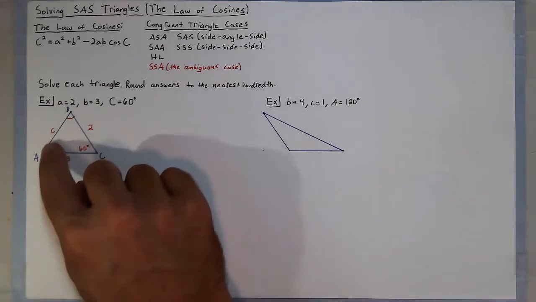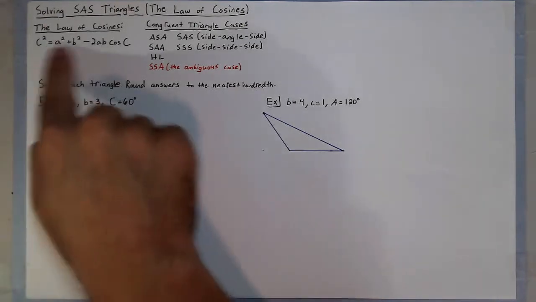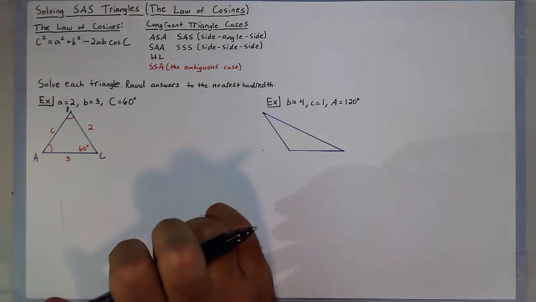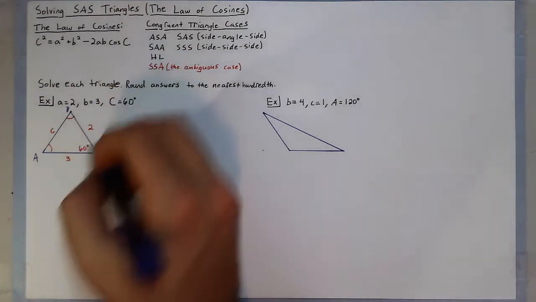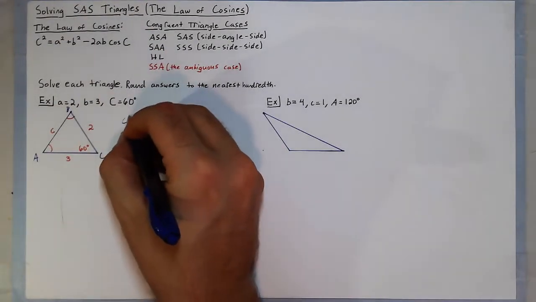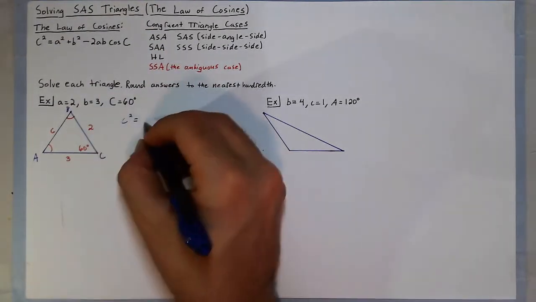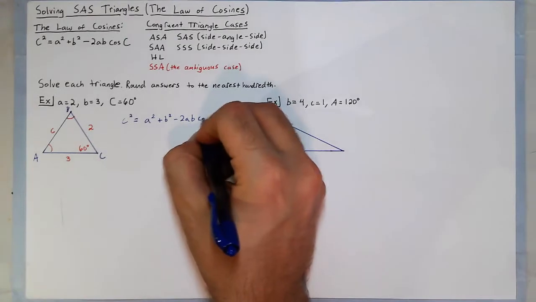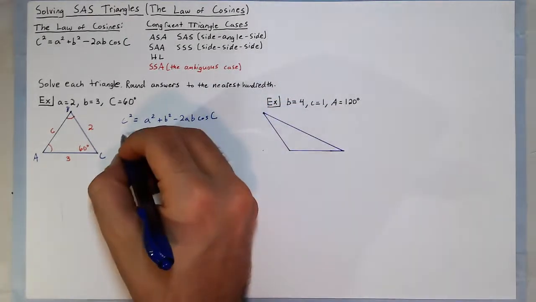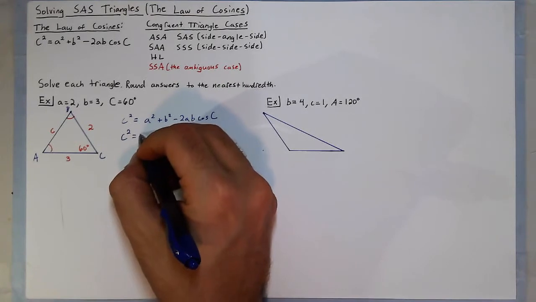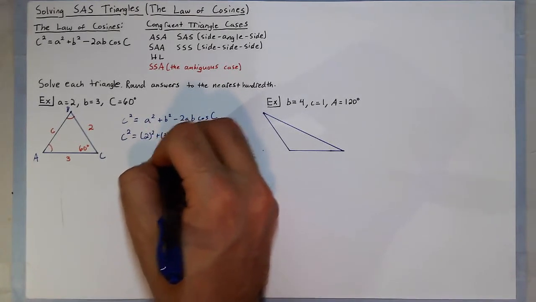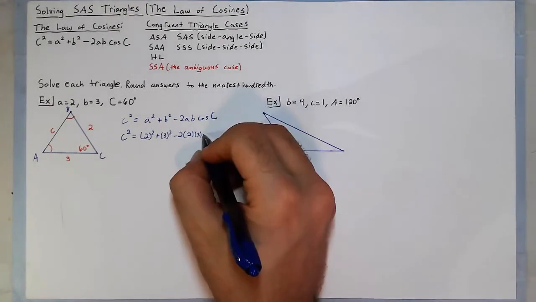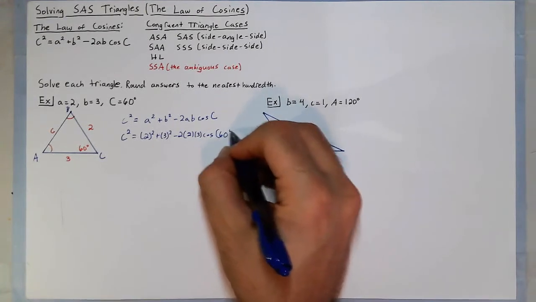Now, first I'm going to find side C using the law of cosines. So I want to know what side C is. So C squared would be equal to A squared plus B squared minus 2AB cosine of angle C. So C squared is equal to 2 squared plus 3 squared minus 2 times 2 times 3 times the cosine of 60 degrees.